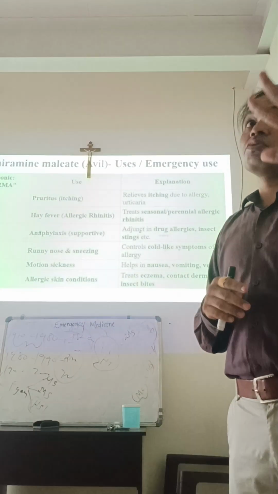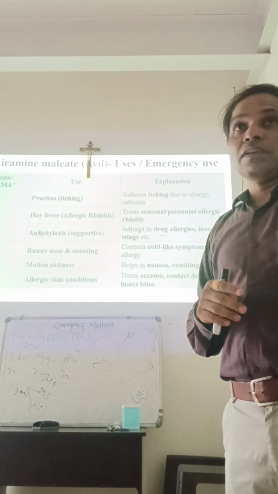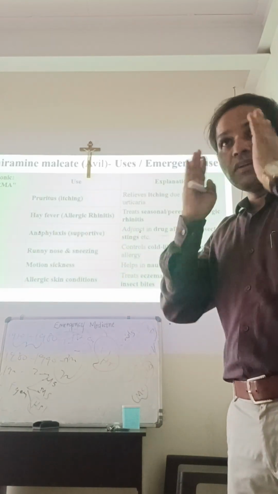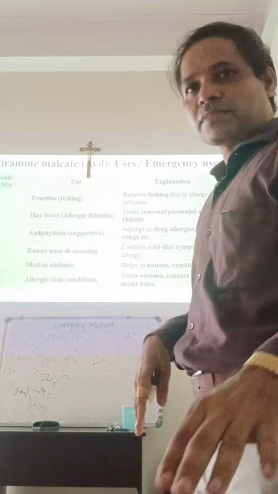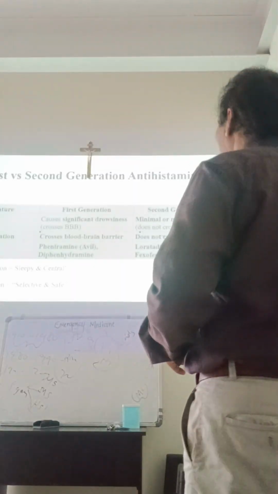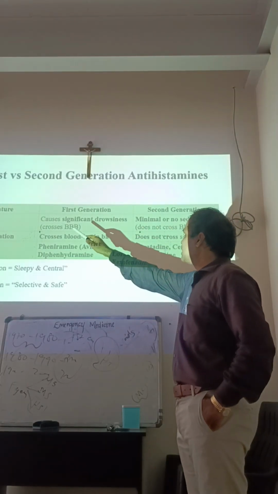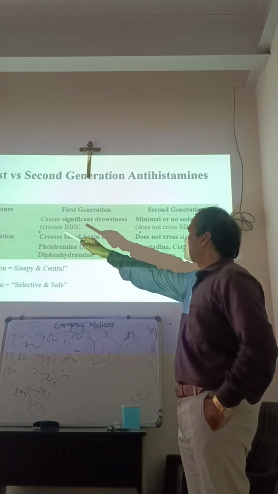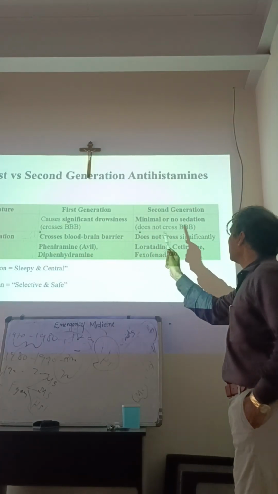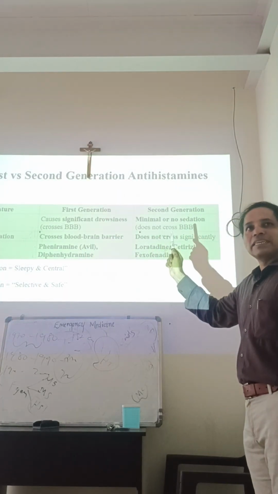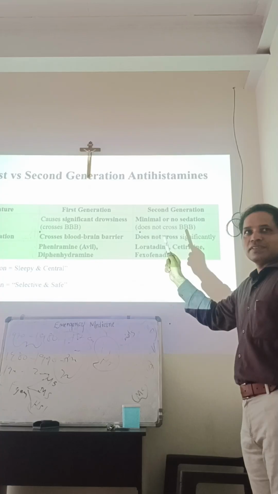tell you don't go outside, take rest, because you will be disoriented, with sedation and drowsiness. These are the precautions. Now I told you the difference between first and second generation. First generation crosses the blood-brain barrier significantly, and that's why they cause sedation. Second generation poorly crosses the blood-brain barrier. This will not cause sedation, but has anti-allergic effect.